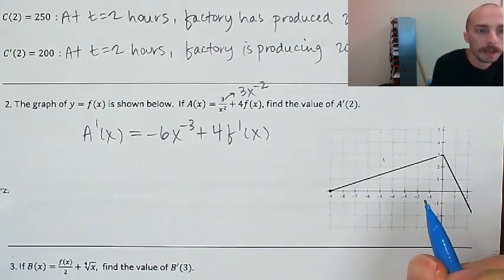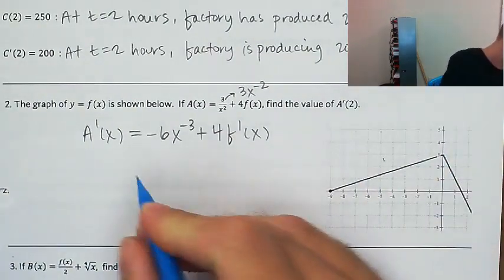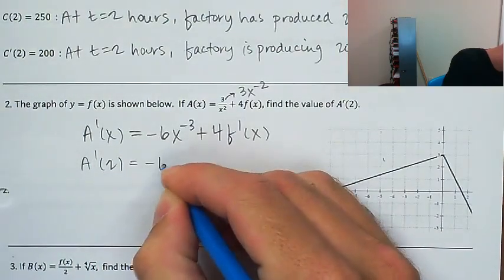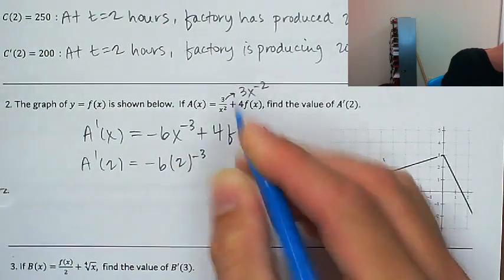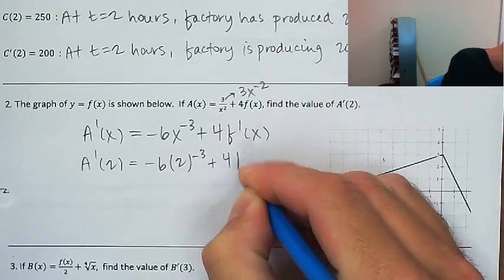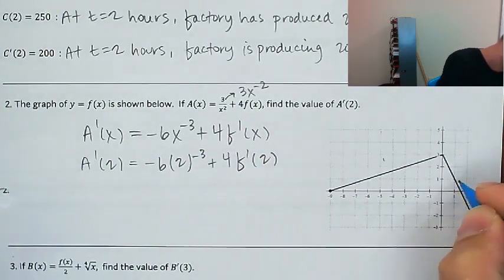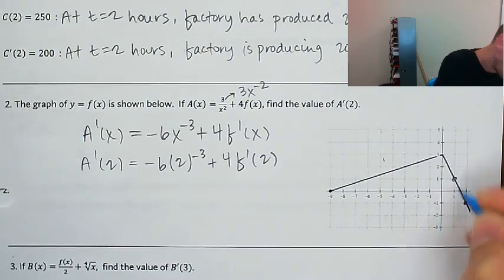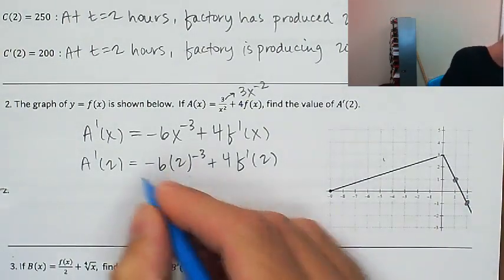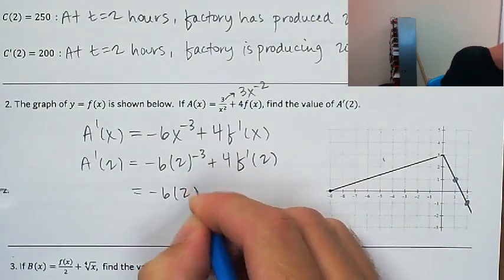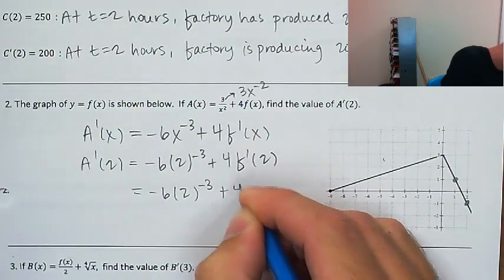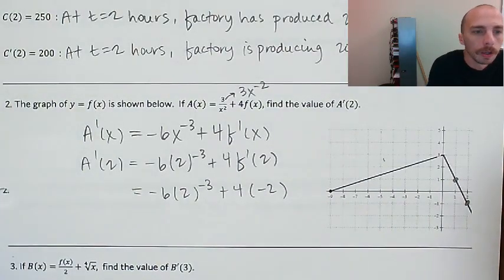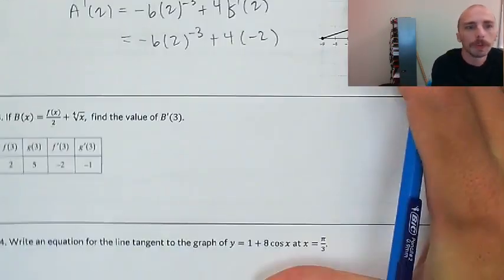Then I'm going to plug in x equals 2. So it'd be negative 6 times 2 to the negative 3rd plus 4 times f prime of 2. Then I go over here to x equals 2 and ask, what's the slope here? That's looking like negative 2. So that's negative 6 times 2 to the negative 3rd plus 4 times negative 2. And that's a number, so that's going to be a safe place to stop.